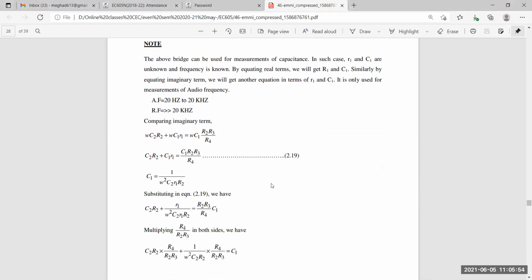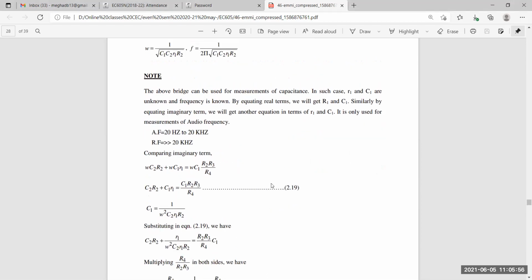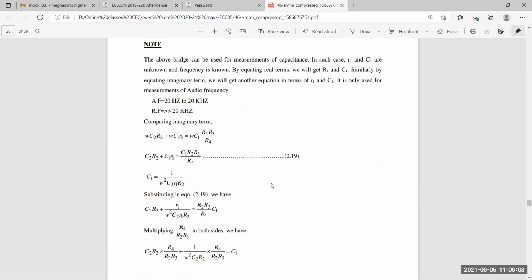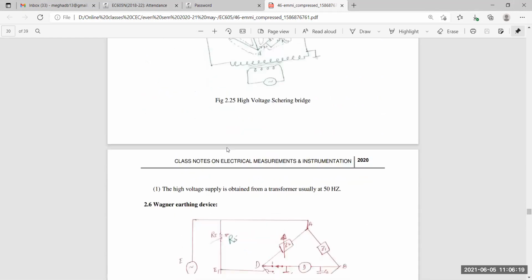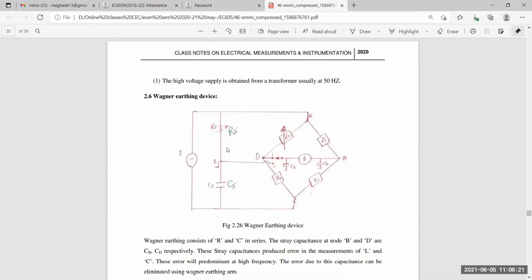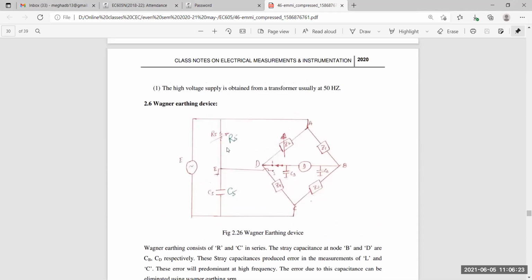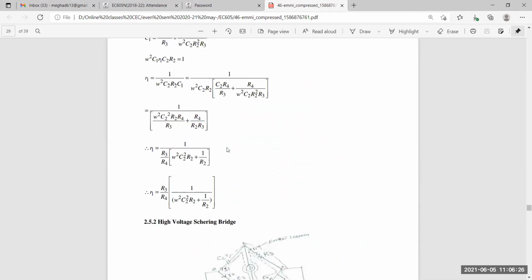As I told you, Wien's bridge can also be used for measuring capacitance, but let it be, though we are only focusing on the measurement of frequency. So we will only focus on that. We will not go through the measurement of capacitance with the help of Wien's bridge. Now, the high voltage sharing bridge I have discussed with you. Now, Wagner, all these things you don't have in your syllabus. But it is present in my notes, so it's not in your syllabus.